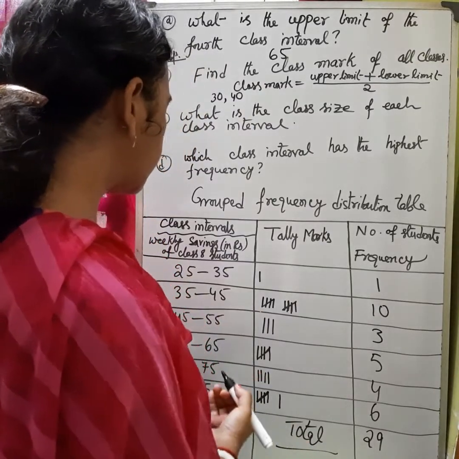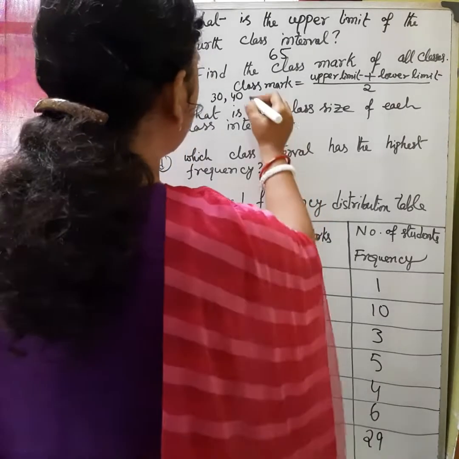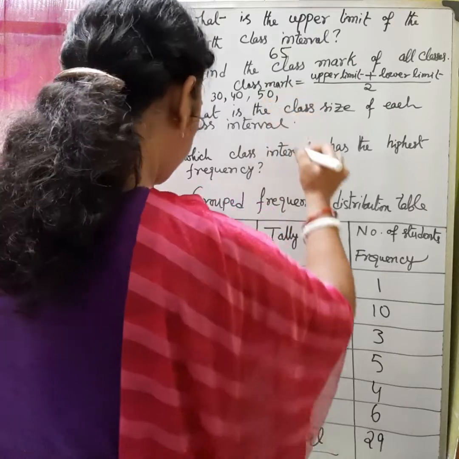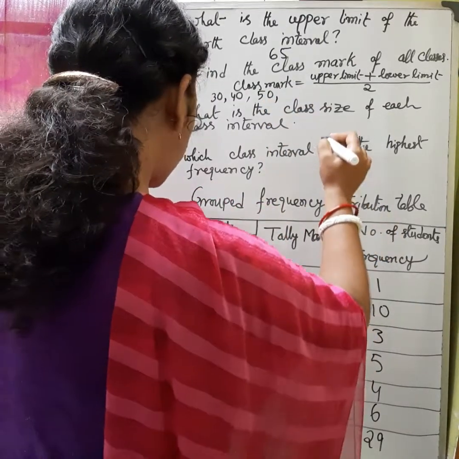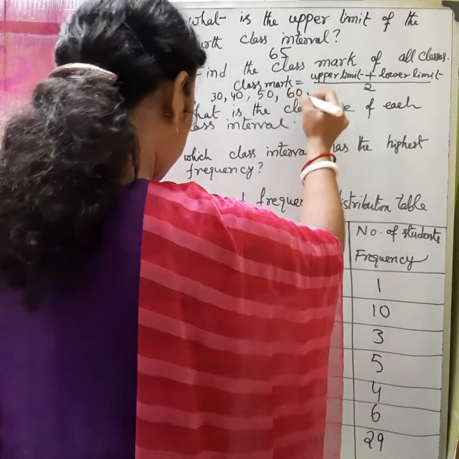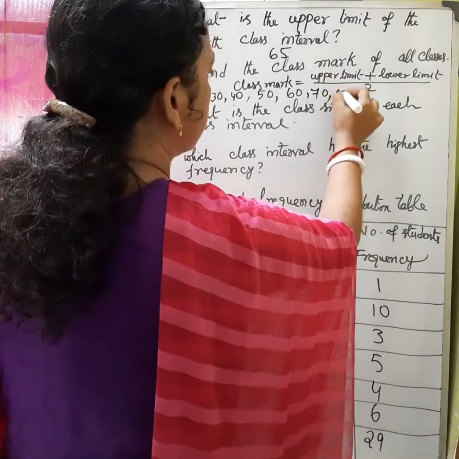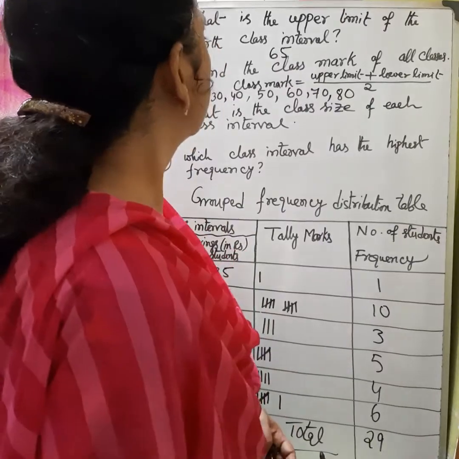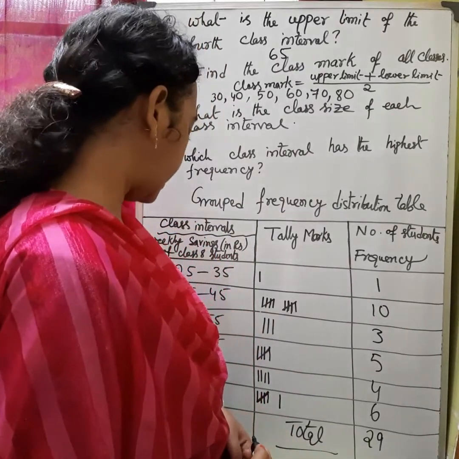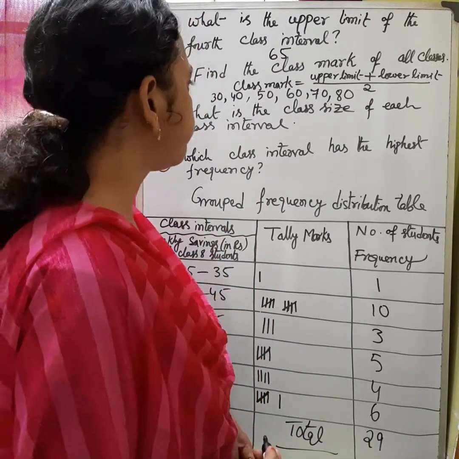Similarly, the third class interval mid value will be 50, and the fourth class interval mid value will be 60. Fifth will be 70, and the last, sixth one, will be 80. So these are the class marks of each of the class intervals.